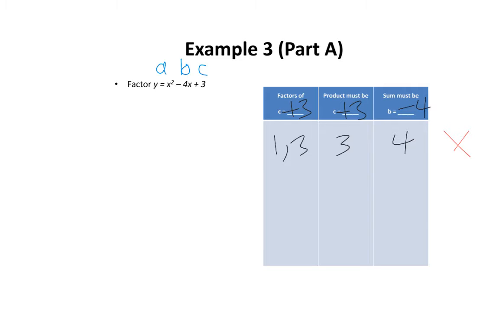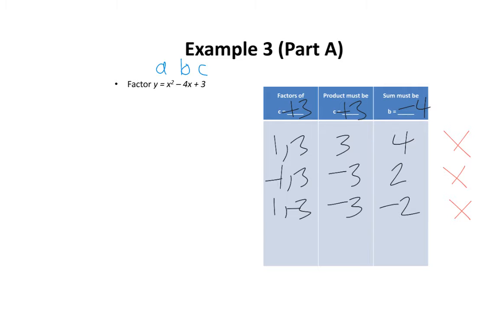So maybe we should play around with some of these signs, okay? Let's try negative 1 and 3. Well, negative 1 times 3 is negative 3, and negative 1 plus 3 is positive 2. So as you can see, that does not work. Well, let's try the opposite. Let's make 3 negative. So 1 times negative 3 is negative 3, but 1 plus negative 3 is negative 2. So that doesn't work. But we are getting a little bit closer.